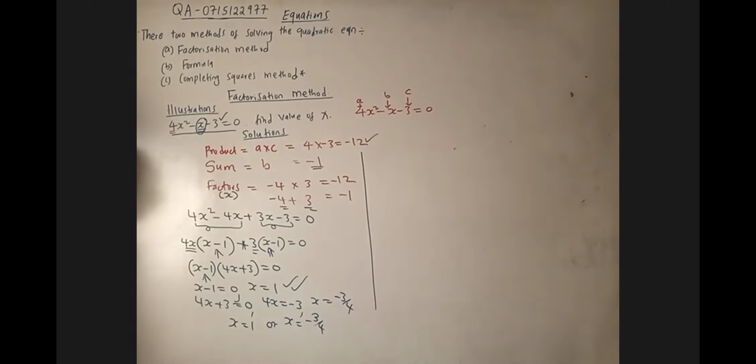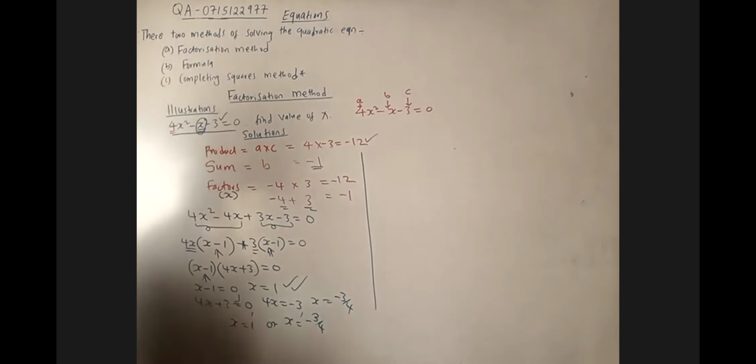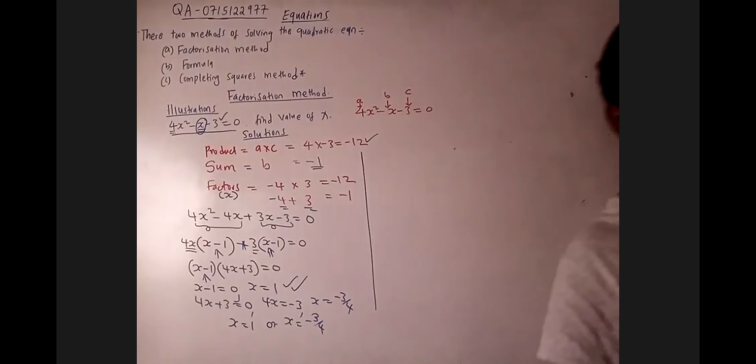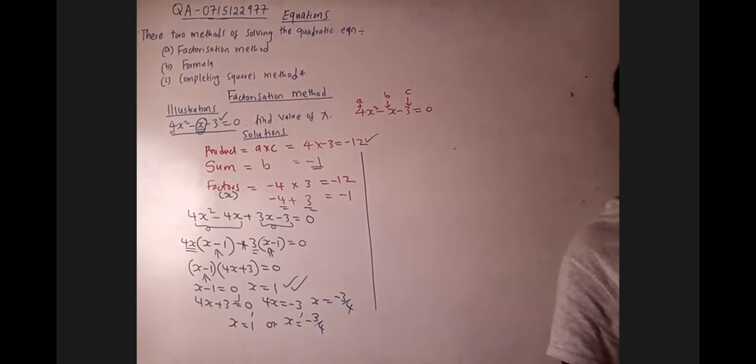So what have you noticed? Now, we have noticed that in this kind of an equation, we have two solutions. So a quadratic equation usually has two solutions. So x is equal to 1 and x is equal to -3 over 4. So when you solve a quadratic equation, make sure you always get two solutions.